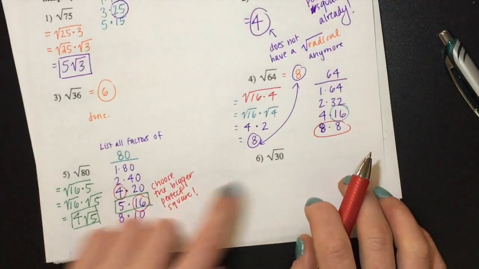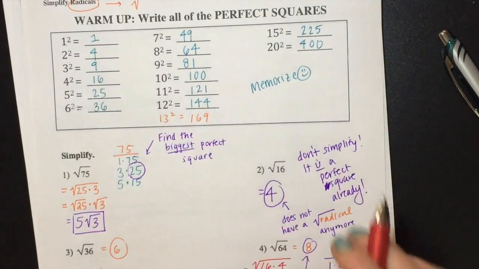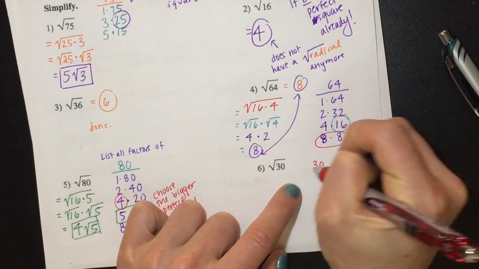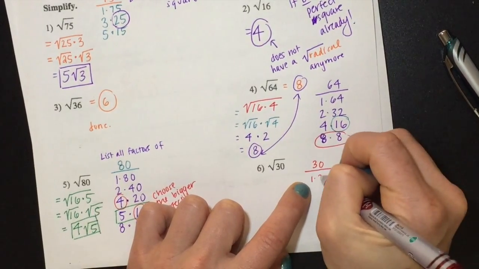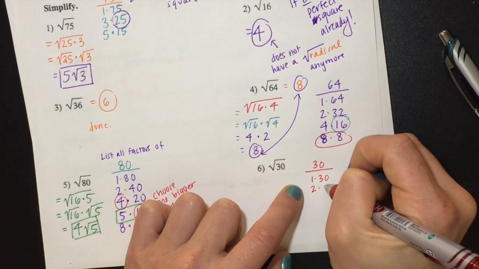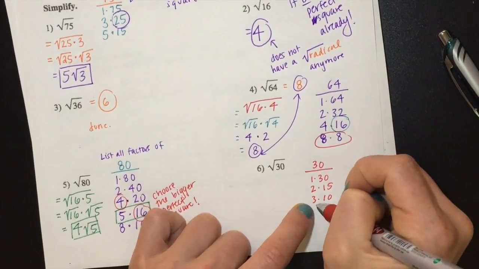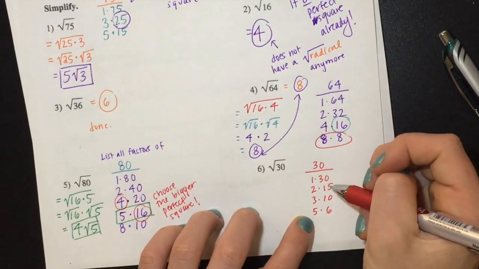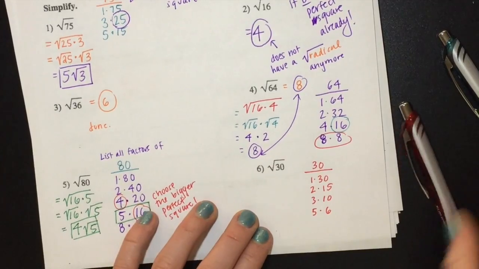Over here, square root 30. I first check, is it one of my perfect squares? No, it is not. So I'm going to have to simplify it. So I start by listing all the factors of 30. And what do I got? 1 times 30. 2 times 15. 3 times 10. 4, no. 5, yes. 5 times 6. 7, no. 8, no. 9, no. 10 already is here. Okay, so these are all my factors.